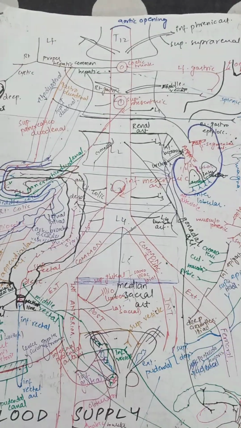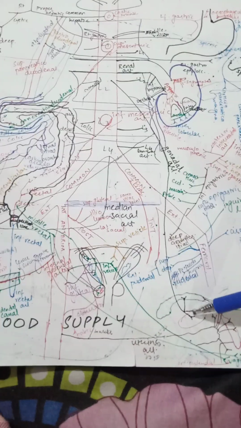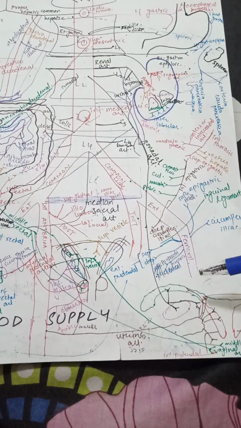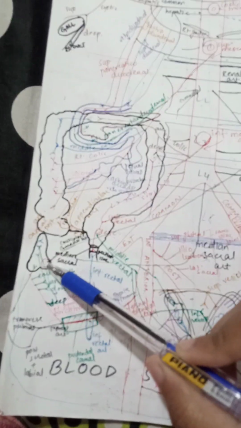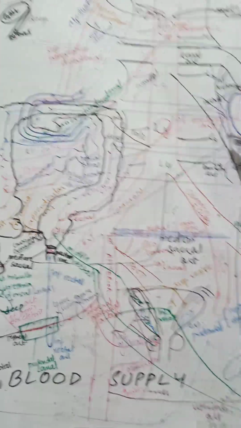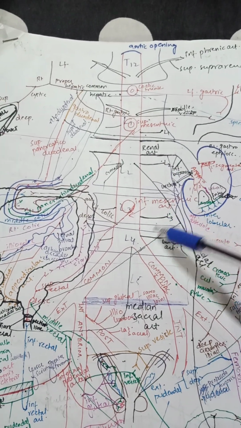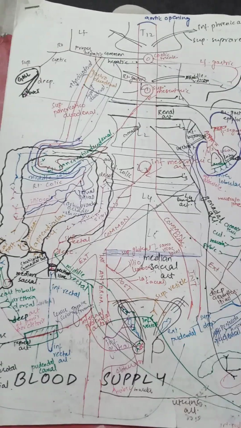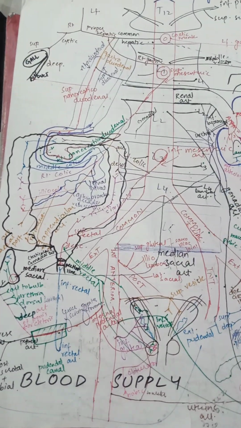Okay. Then comes the gonadal artery, which supplies the ovaries, fallopian tubes, and part of uterus in females, and it supplies the testis and epididymis in males. Then we have the lumbar arteries, four lumbar arteries that arise respectively at the level of L1, L2, L3, and L4. And then there is a median sacral artery. Median sacral artery basically supplies the anorectal junction.